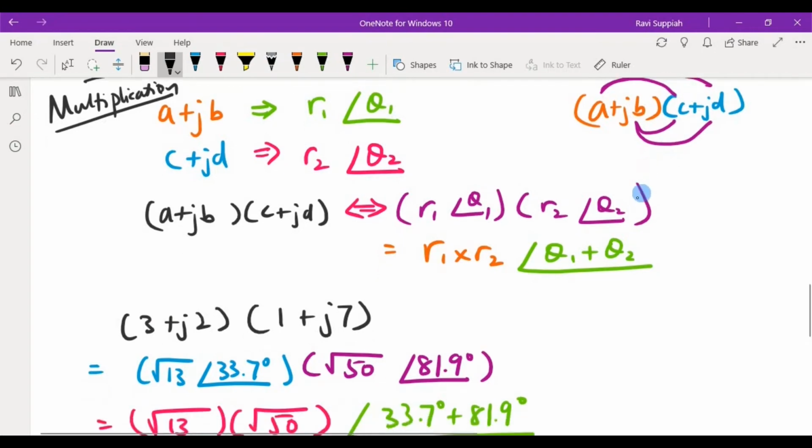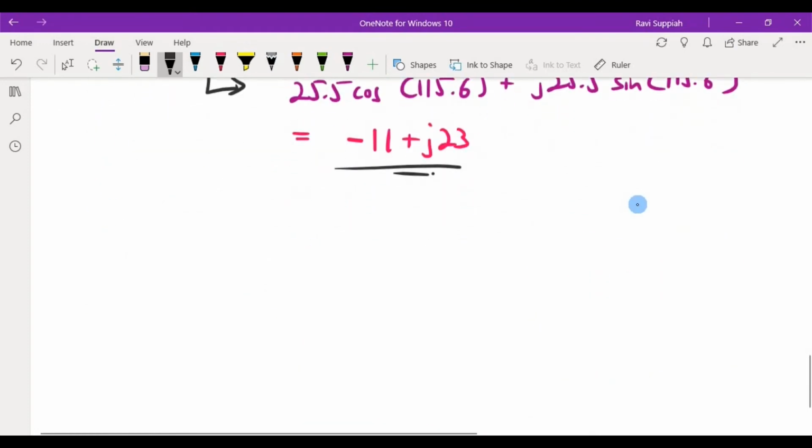Okay, now let's move on to some other interesting examples for us to try out. Let's look at this question here: 1 minus 5i multiplied by minus 9 plus 2i. For us to do this, we must first convert each of them to their equivalent polar form. Alright, so let's do it one by one.